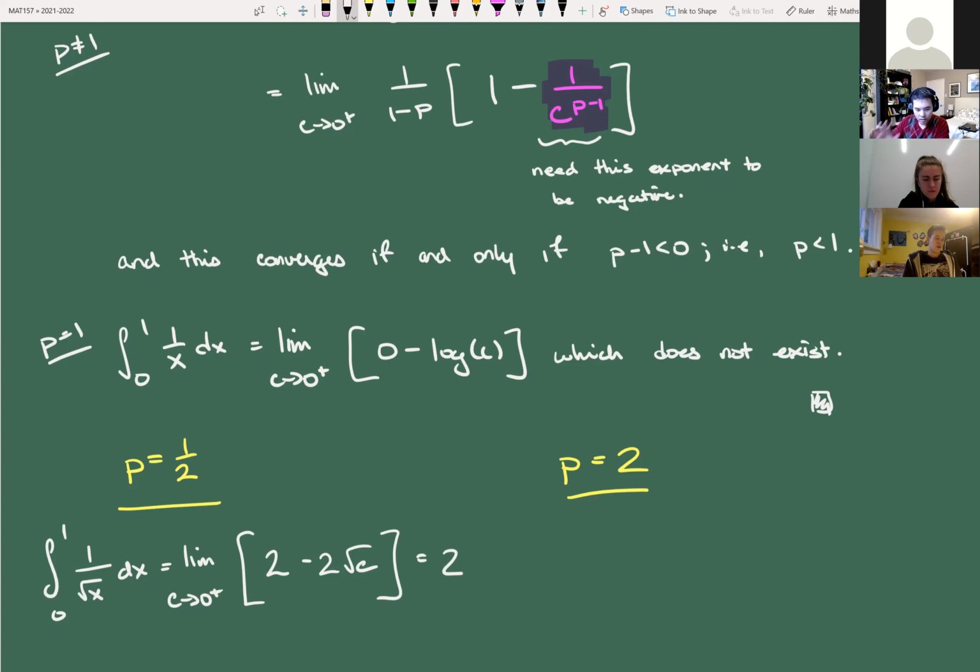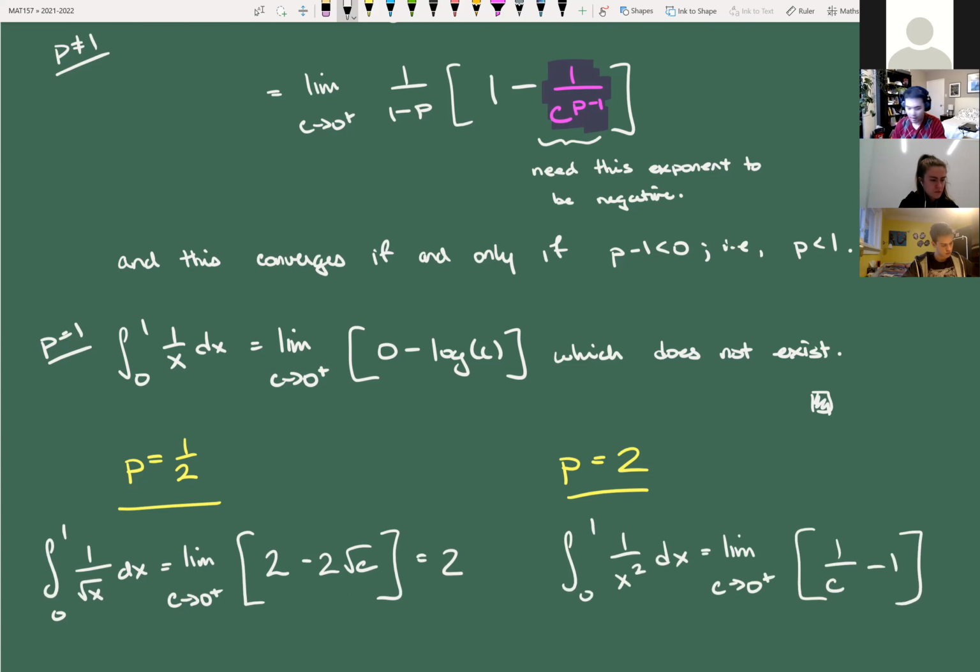But if I do p is equal to 2, that's going to be the limit as c approaches 0 from the right of 1 over c minus 1. And that doesn't exist because I've got this 1 over c term. So basically, unless your exponent is negative, that's why we need this exponent to be negative. Because if that exponent isn't negative, it really is 1 over c to some positive power. That thing's not going to converge because we know that 1 over c to any power is going to give you trouble as c goes to 0.